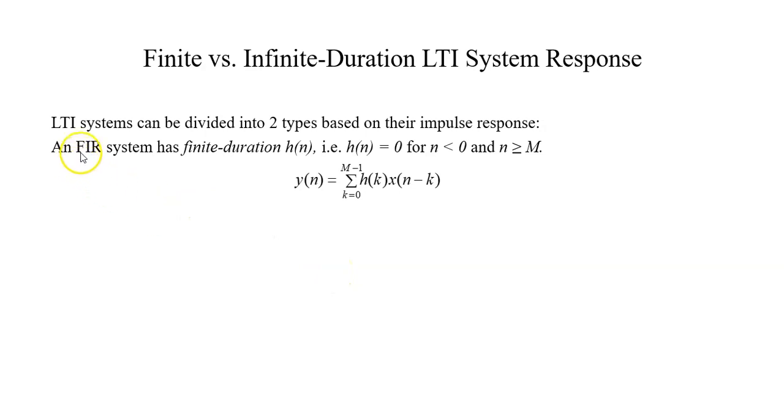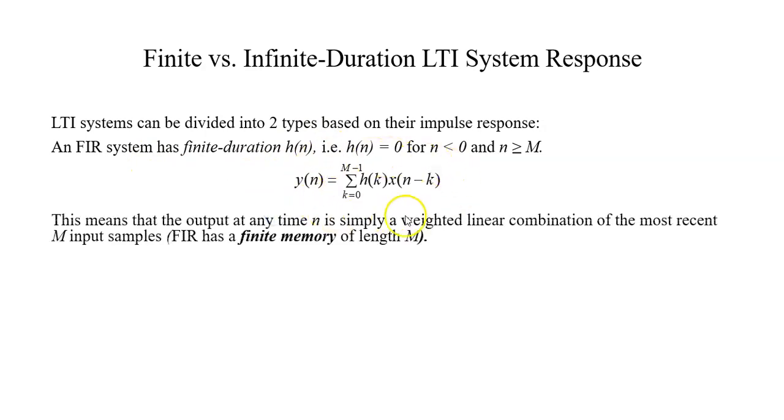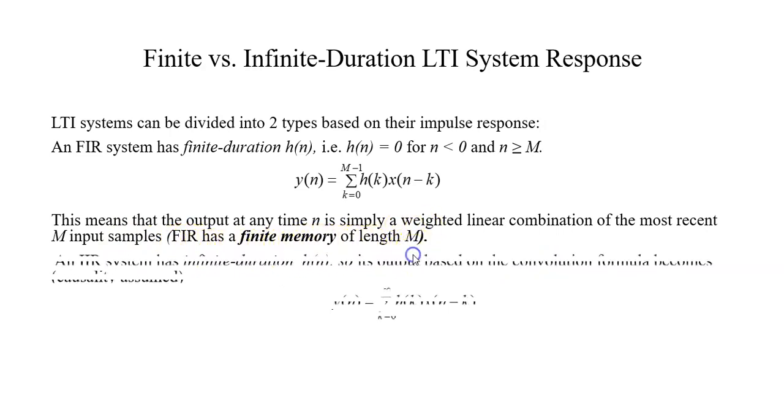So the systems can be divided into two types based on their impulse responses. For example, a finite impulse response system has a finite duration h of n, which can be represented using this equation for k equals 0 to m minus 1. This means that the output at any time n is simply a weighted linear combination of the most recent m input samples, which means the finite impulse response system has a finite memory of length m.